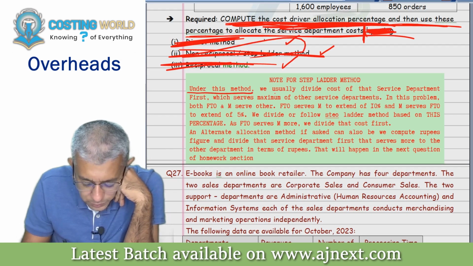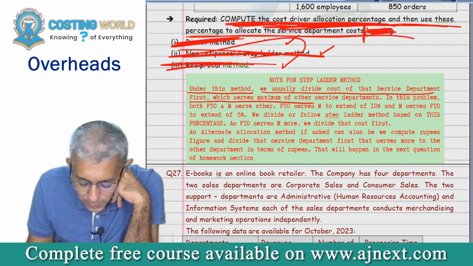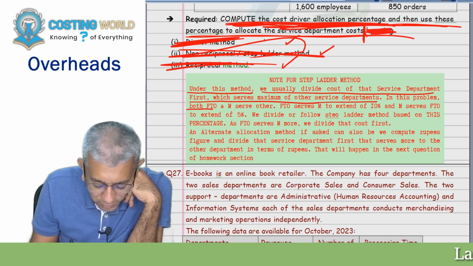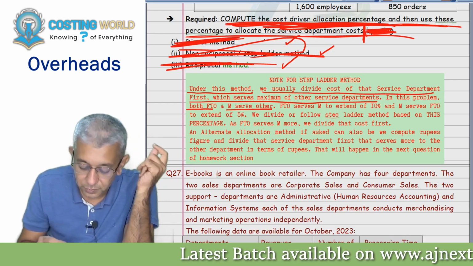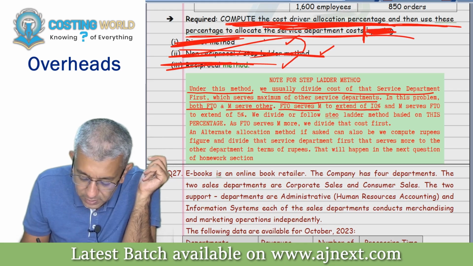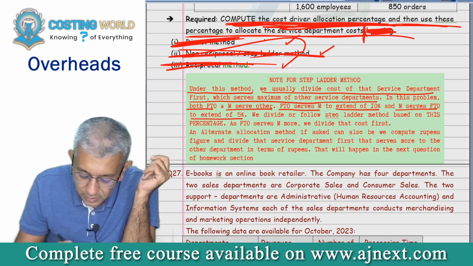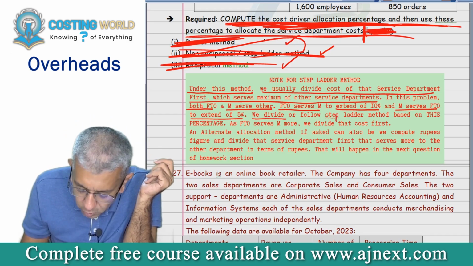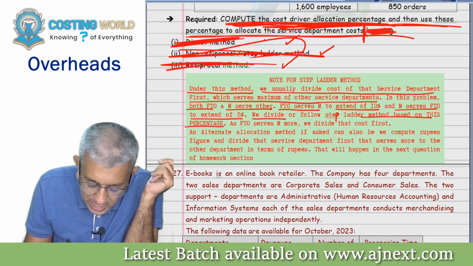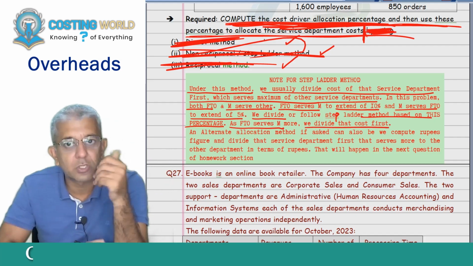Under this method, we usually divide cost of that service department first, which serves maximum of the other service departments. In this problem, both FTO and maintenance serve each other. FTO serves maintenance to the extent of 10%, while maintenance serves FTO to the extent of 5%. We divide or follow step ladder method based upon this percentage. As FTO serves maintenance more, we divide that cost first. Is that all okay?